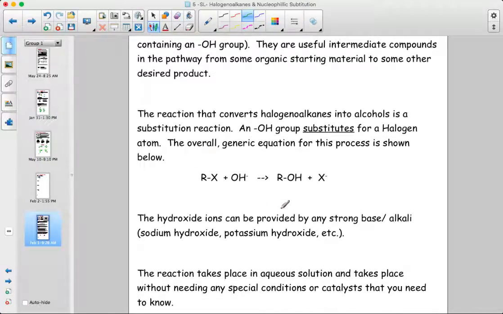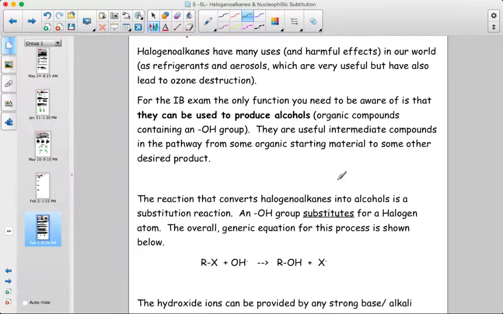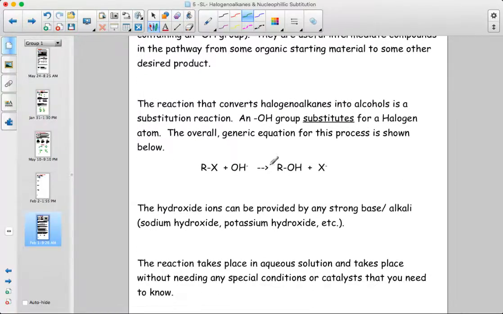So the overall equation for this reaction, it's a nucleophilic substitution reaction, is just that RX, standing in for the halogenoalkane, where R represents some carbon chain of any length, and X represents our halogen, and the OH minus is a hydroxide ion, which comes from some sort of a strong base or alkali solution like sodium hydroxide or potassium hydroxide. It's called a substitution reaction because, as you can see, the OH takes the place of the halogen in the molecule. And so the X gets kicked off, and now it has the minus charge.